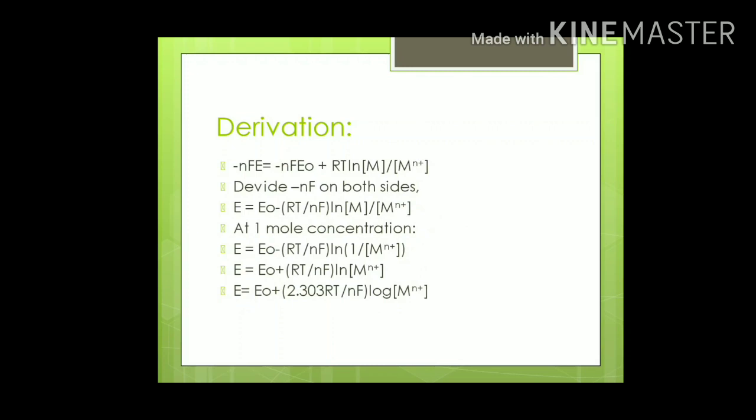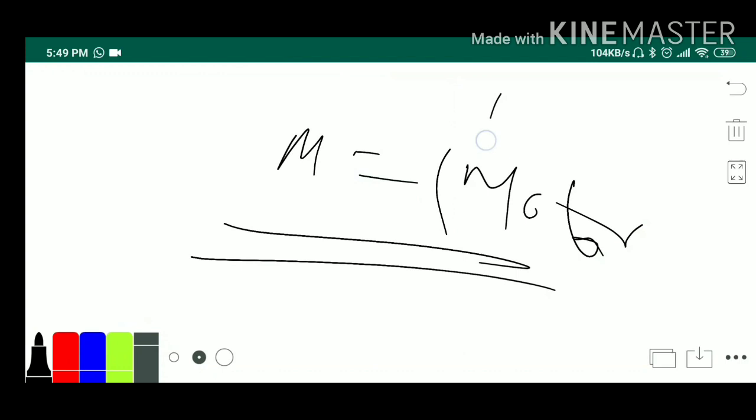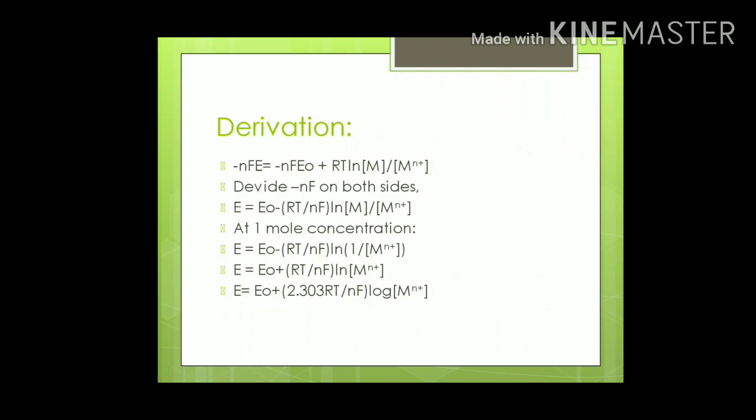Then at 1 molar concentration, when M is 1 molar, written as 1 M, just put the value of M here as 1. Then it becomes E is equal to E naught minus RT by nF ln of 1 by [Mn+]. Here you divided by nF, that's why it becomes RT by nF ln of 1 by [Mn+].